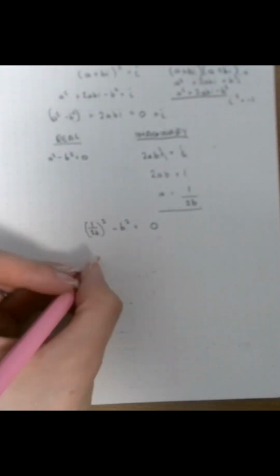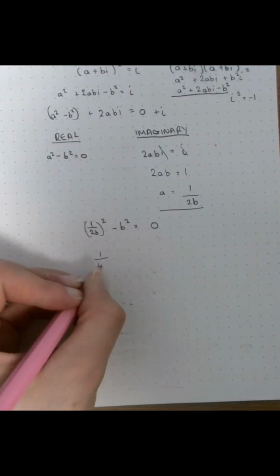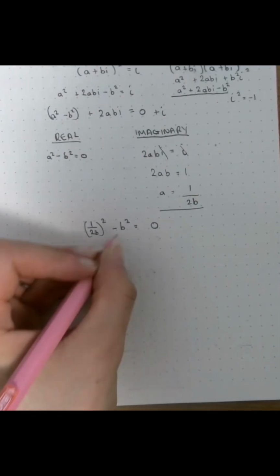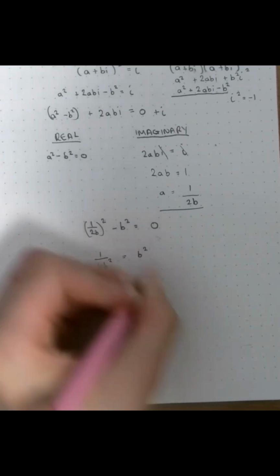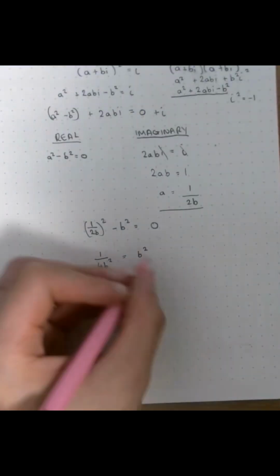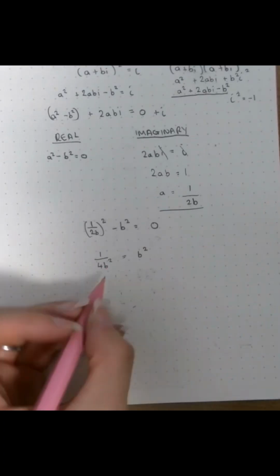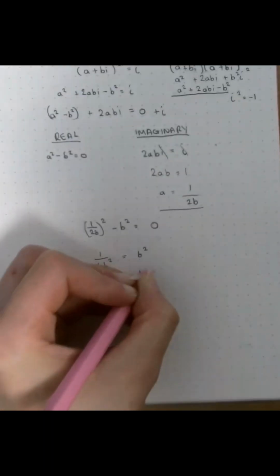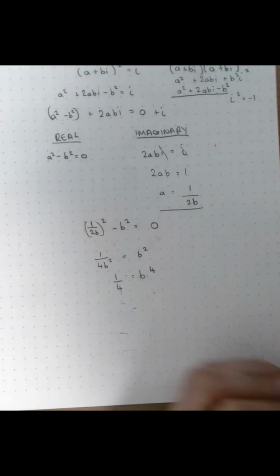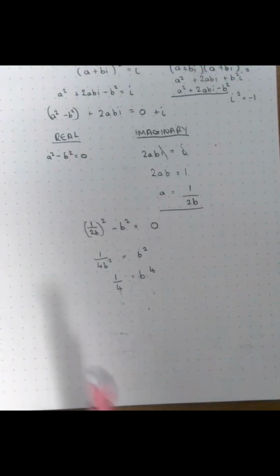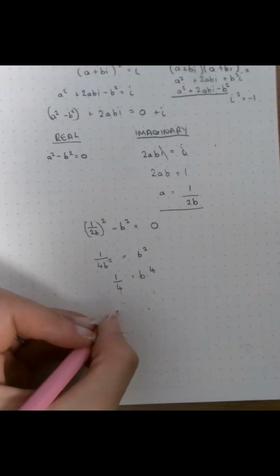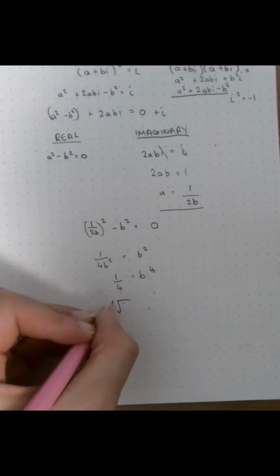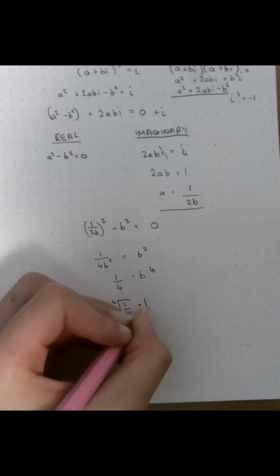Let's tidy that up a little bit. So let's evaluate that squared bit. That will be 1 squared is 1, and then 2b squared will be 4b squared, and then I'm going to add that b squared across to equal b squared, like so, and then multiply through. I'm just going to multiply the b squared across and leave that as a quarter to get all my b's on one side. That's equal to b to the power of 4, and then I need to evaluate what b is. So it's going to be the fourth root of a quarter.